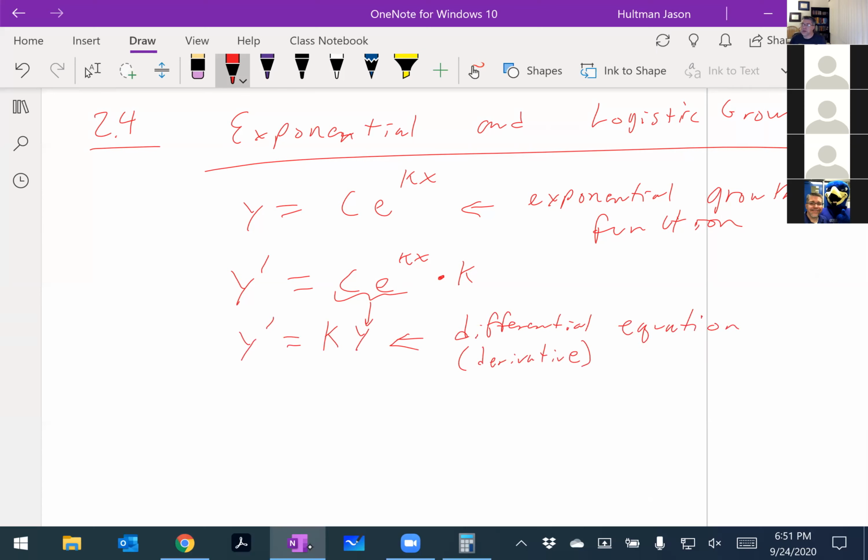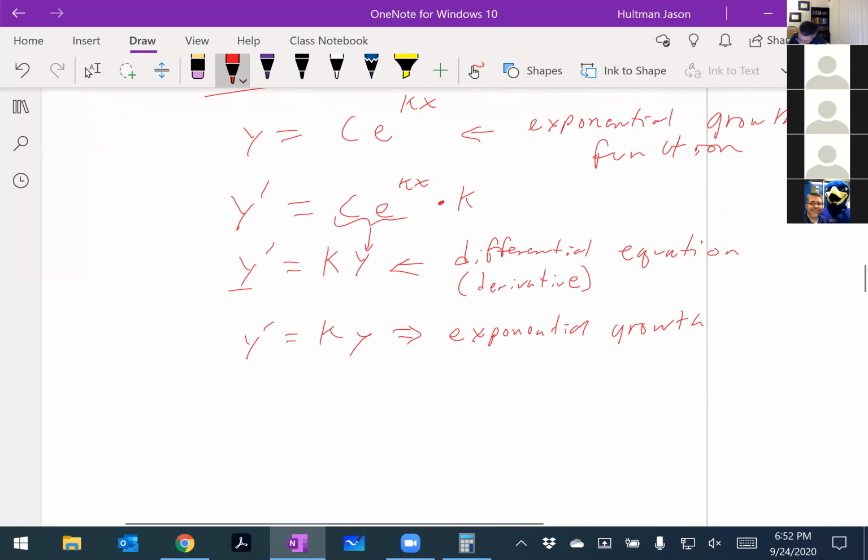Differential is just a fancy word for derivative. So this is a derivative equation or a differential equation. Why? Because it has a derivative in it. So if you have y prime equals k times y, this equation implies exponential growth. This is your exponential function. The other way of writing this is that if we have y prime over y equals a constant, that's still exponential growth.